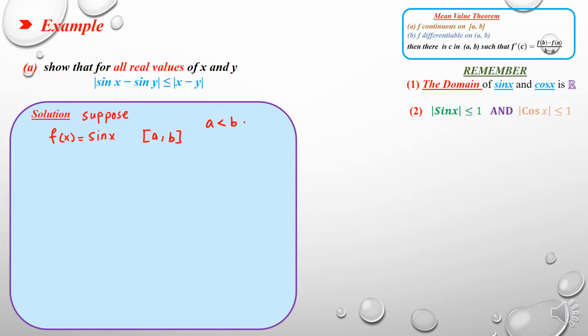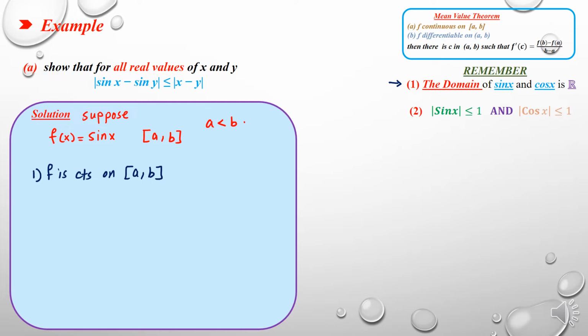Now you have to check the conditions of the mean value theorem for the given function on the interval we have. So firstly I will check the continuity, and as you know the domain of sine x and cosine x is all real numbers. So f is continuous everywhere because it's a periodic function, so it will be continuous on any subinterval, which means that f of x is continuous on the closed interval from a to b.